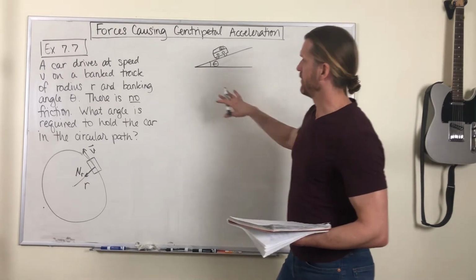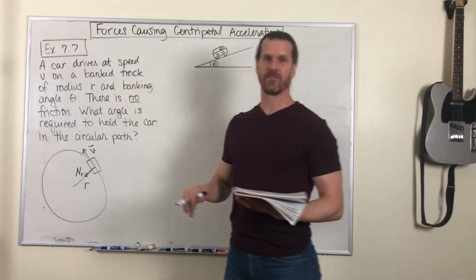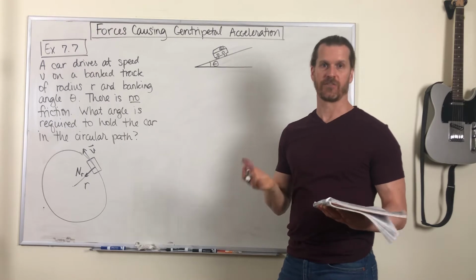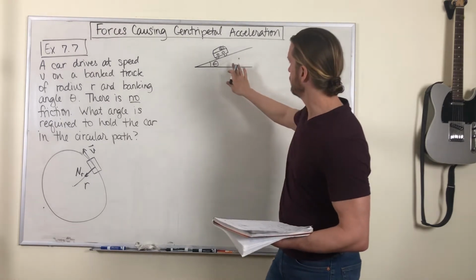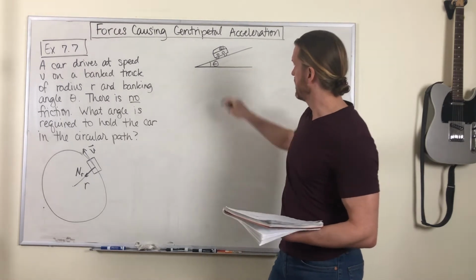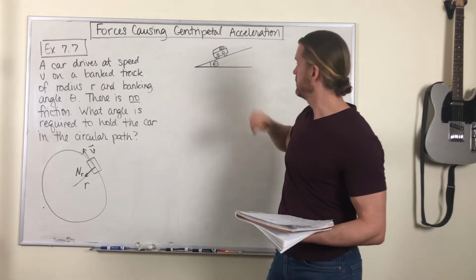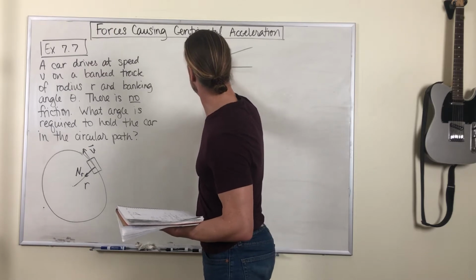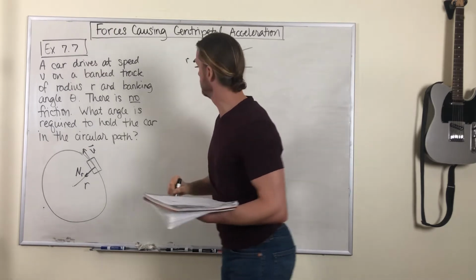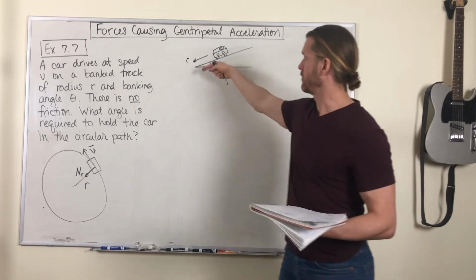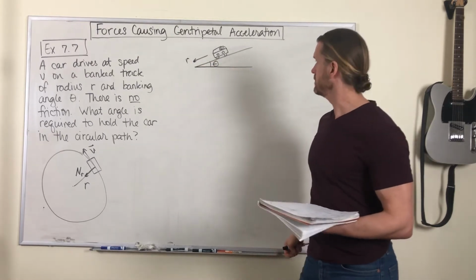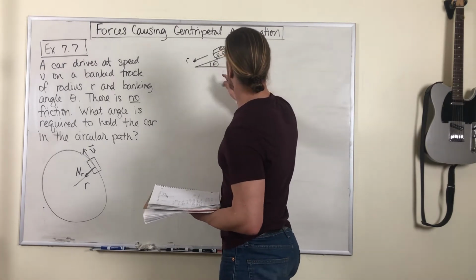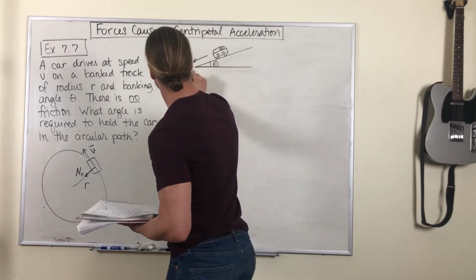Okay, so if we're given the speed and the radius, how much banking angle is needed so that the car can actually stay in the circular path? Well, let's look at this view where the radial direction is like that. The center of the circle is over here. I'm going to draw a free body diagram.